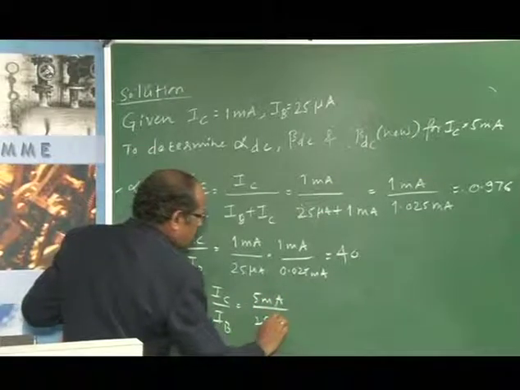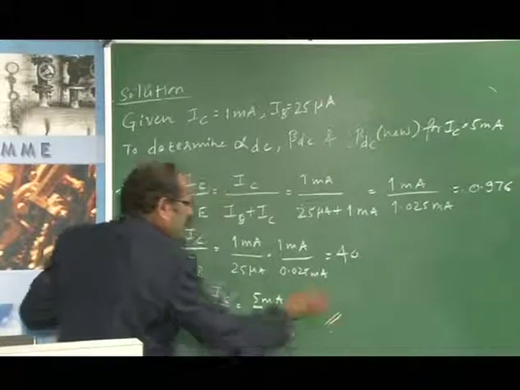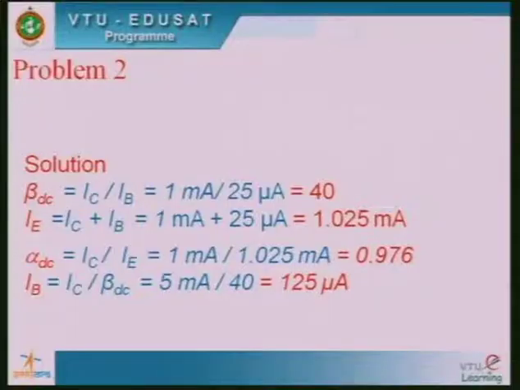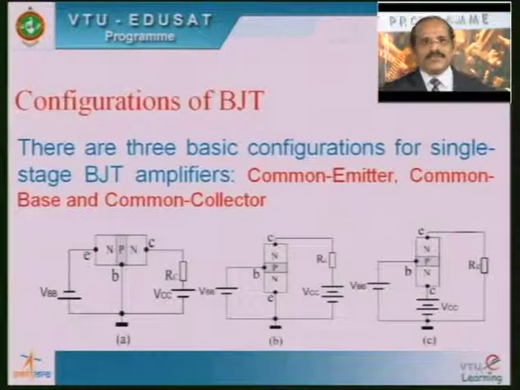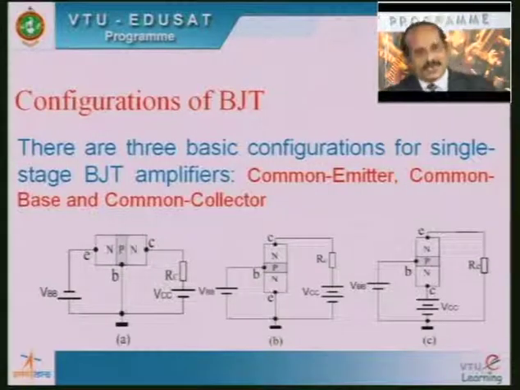You will be able to get the answer using this. So this is how you can solve the two problems related to both the transistor current and voltage equations. Now, let us see some configurations of the bipolar junction transistor.